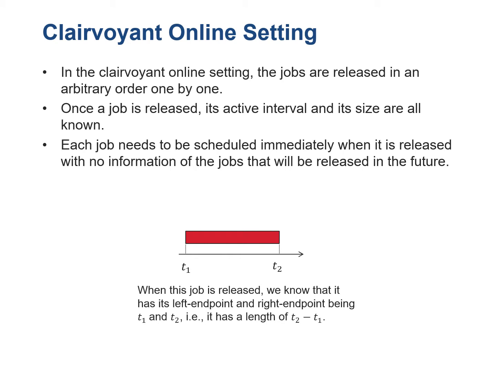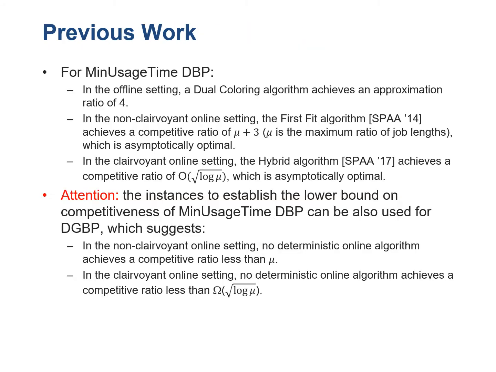While in the clairvoyant online setting, it is much better. When a job is released, its arrival time, its departure time and its size are all known. Remark that the jobs may not be released in the same order as their arrival times in such a clairvoyant online setting. Still, each job has to be assigned to a machine once it is released without information on the jobs released in the future. There exists some previous work for the min usage time dynamic bin packing problem, and some of the results help establish the lower bound on the competitiveness for DGBP.